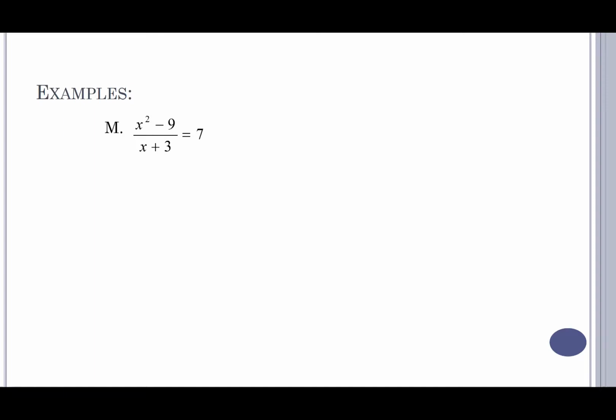Now, first and foremost, x is not allowed to be -3 because if it's -3, that would make the denominator 0. So first, let's point that out. We can't have x be -3 because, like I said, if it were, it would create -3 plus 3. It would be 0 in the denominator. That can't work. So let's remember that. Let's keep that in the back of our heads for this first example, that x cannot be -3.